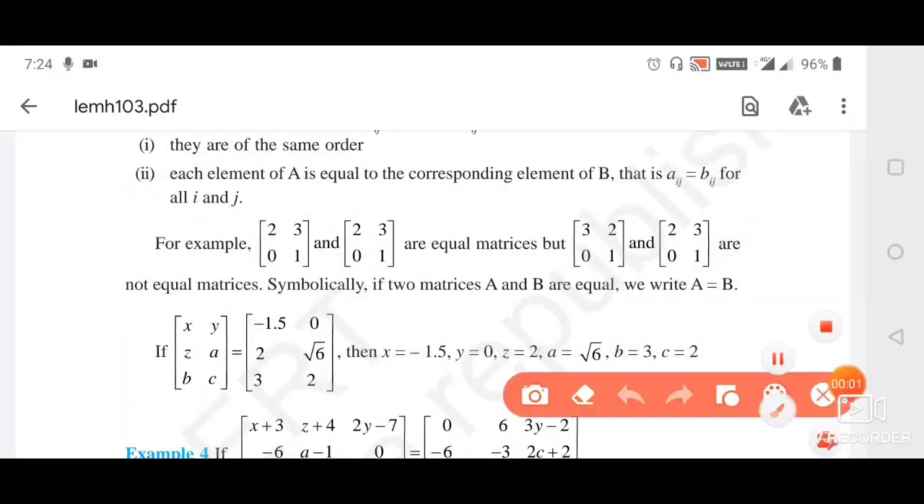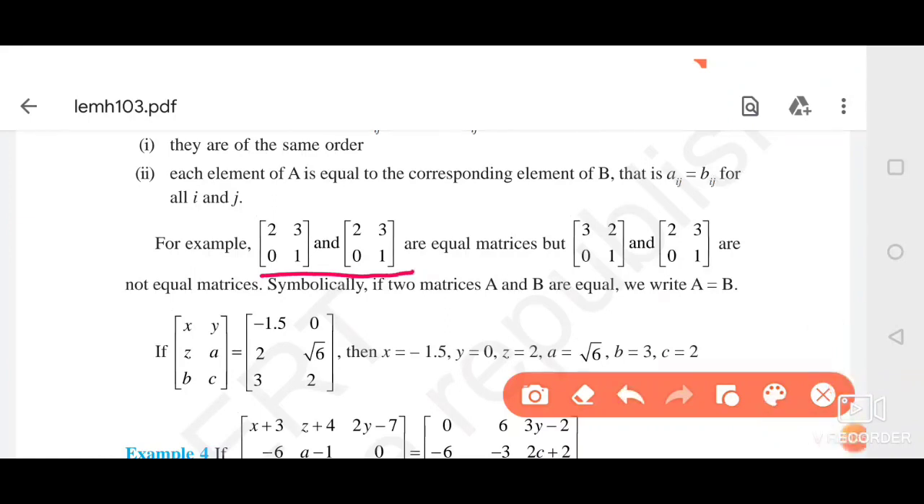Here, for the first two matrices, these two matrices are equal matrices because both are of order 2 by 2 and each element is equal. The corresponding elements are equal. So these two matrices are equal matrices.